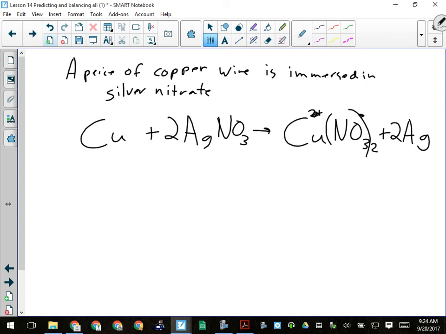We can't assume that because +1 copper is actually quite rare, right? The 2+ is very common, right? And that's the way your periodic table is set up. 1 charge is far more common than the other.